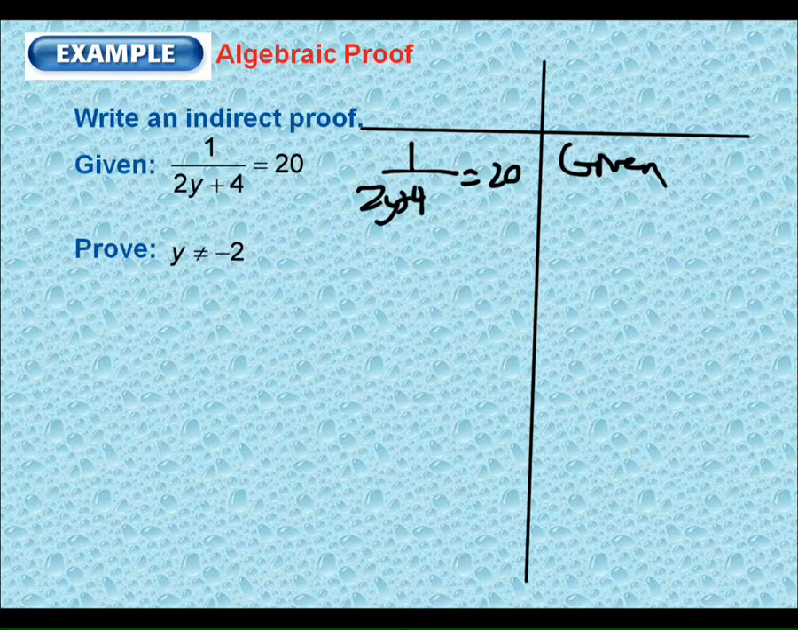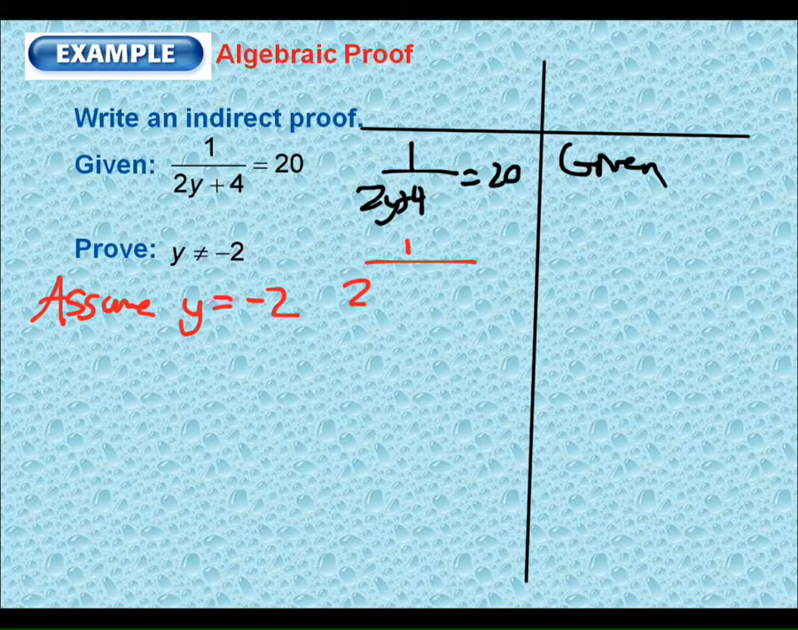So we want to assume the opposite of what is to be proved. So we're going to assume that what? Y is equal to 2. Because it said prove y is not equal to 2, so let's assume that y equals 2. Oh, sorry, that's a -2. Thank you. Assume y equals -2. Instead of not equal to -2, we're going to say it equals -2. So let's solve this proof assuming that y is equal to -2.